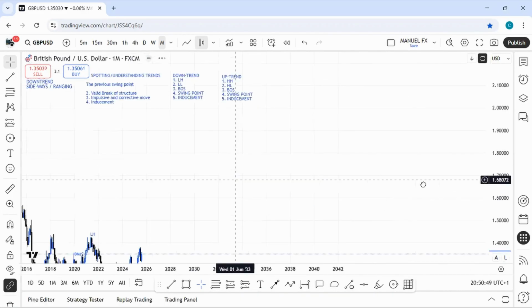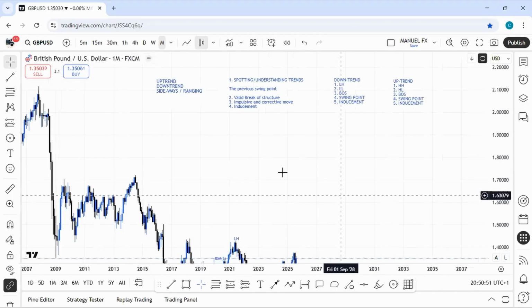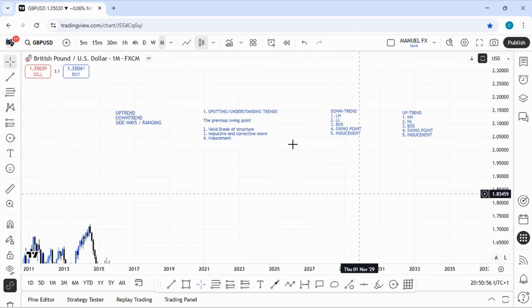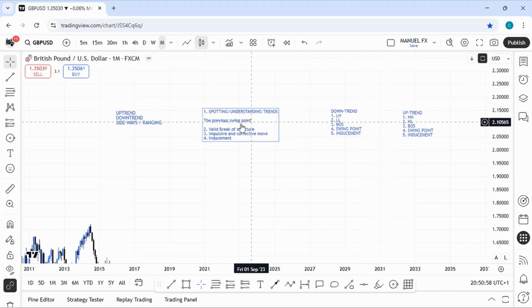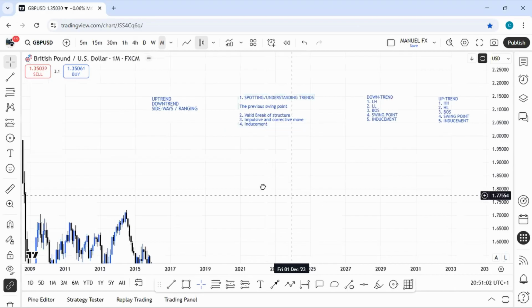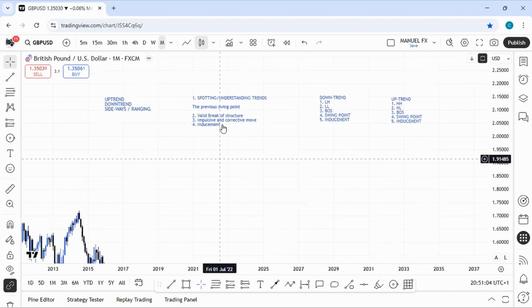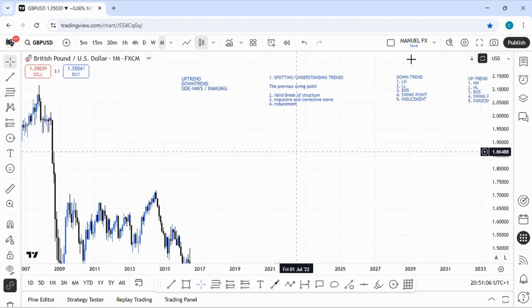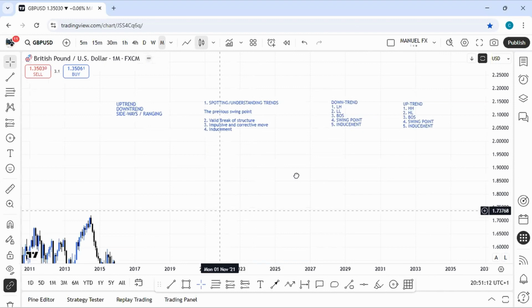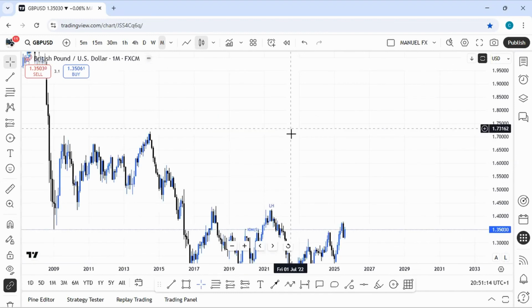What I'm going to be teaching today is how to correctly know the trend of the market, then how to look for your previous swing points, how to know a valid break of structure, an impulsive and corrective move, and then an inducement. In the first video, I've already talked about it. I've recorded it and I'm going to be sending it. So now I'm going to be doing a recap.